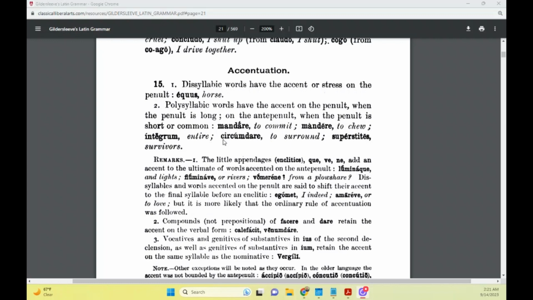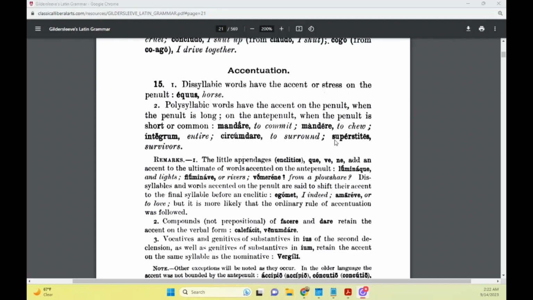Here we have circumdare, 4 syllables. So it's polysyllabic. And there's no long sign over this penult. Therefore, the antepenult is accented. Circumdare.